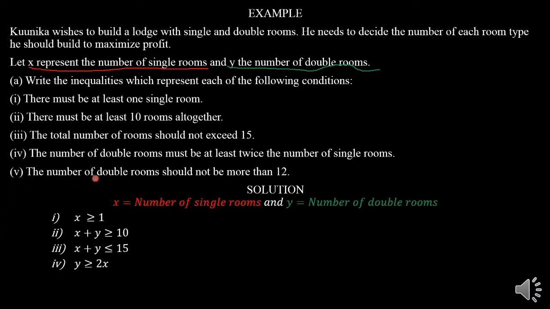If we go to number 5, the number of double rooms should not be more than 12. So the number of double rooms, which is Y, should not be more than, that is less than or equal to, 12. So this is how you do it. This is how we solve this question. This is a past paper for 2019, paper 2, the first part of the question. So this is how the question was supposed to be solved.